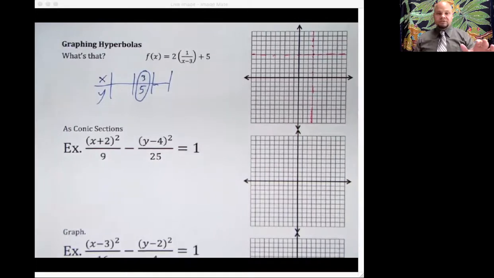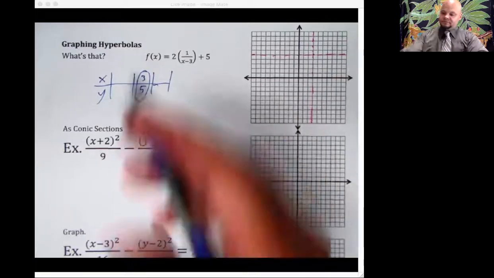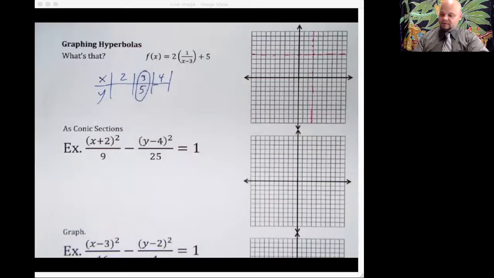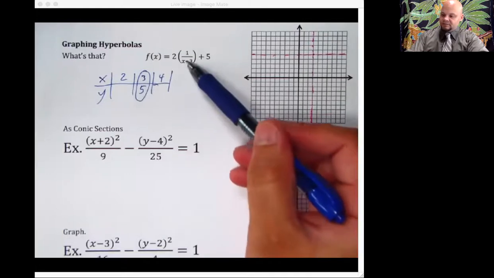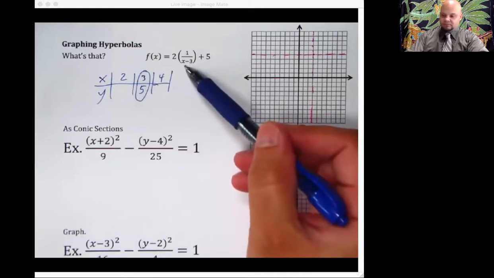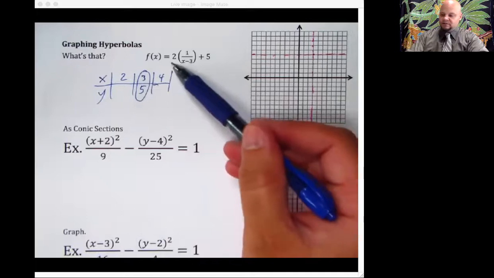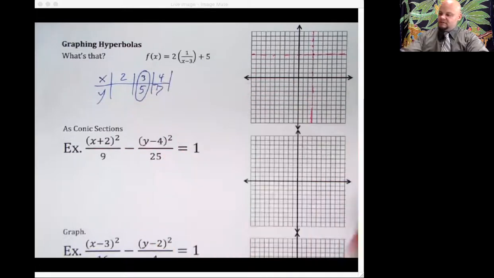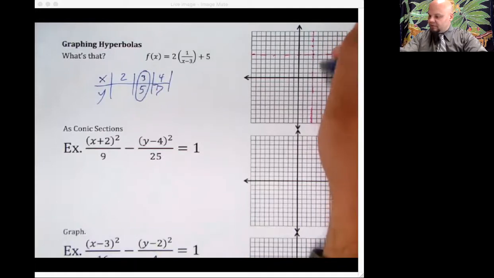We're then going to move over just one to each side. So we're going to plug in 4, and we're going to plug in 2, and see what happens. 4 minus 3, plug it right in there. You get 1. 1 divided by 1 is 1. 2 times 1 is 2. 2 plus 5 makes 7. So this is all the way up here at 4 comma 7.